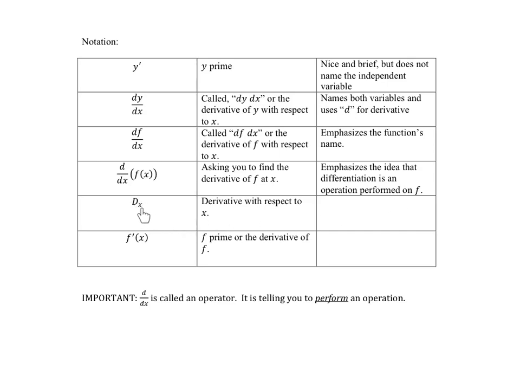Capital D subscript x is the derivative with respect to x. That's something you typically won't see in AP Calculus. You'd see that in multivariable. And f prime of x, very familiar, seeing that we looked at it, is a common notation for the derivative f prime, or the derivative of f. It is important to remember that d dx is called an operator. It's telling you to perform an operation.